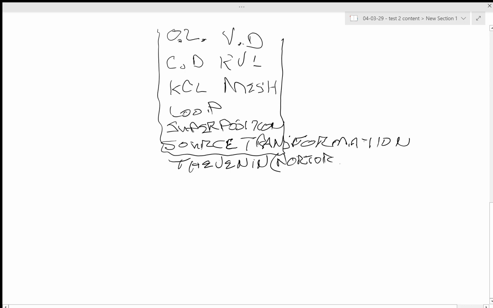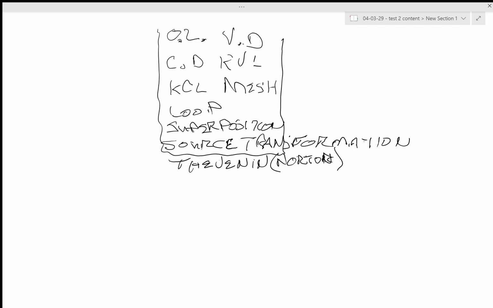Source transformation is exactly going from the Thevenin equivalent, which is a voltage source in series with an impedance, to Norton, which is a current source in parallel with an impedance. So, source transformation, you just throw them back and forth.